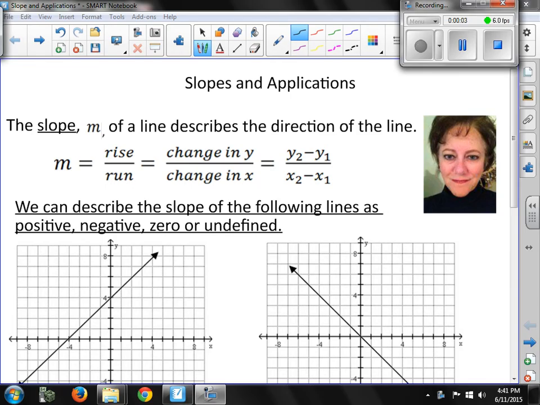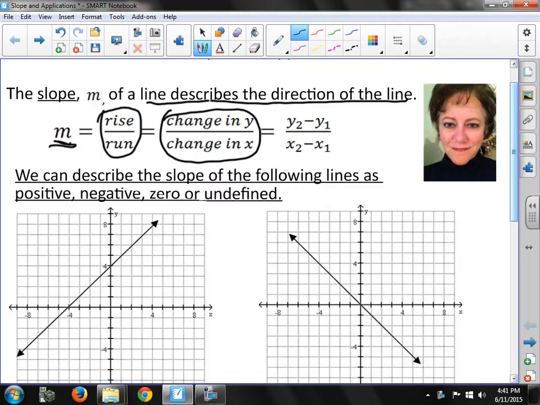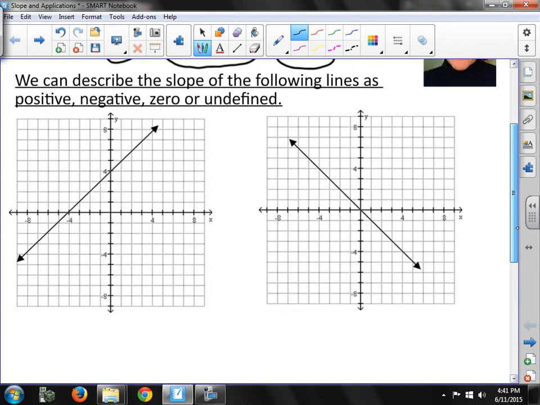Today we're going to talk about slopes and applications of slopes of lines. A slope of a line describes the direction of the line. There are several ways to calculate it. The slope of a line is the small m. One way is to think of it as the rise over run, the change in y divided by the change in x, or there's a formula. If you know the ordered pairs of 2 points on the line, you can calculate it that way.